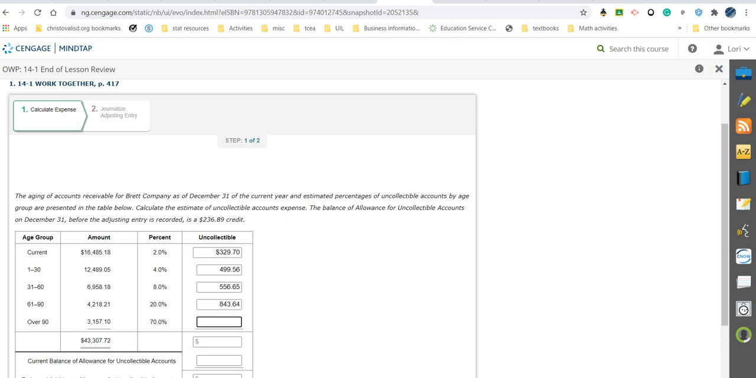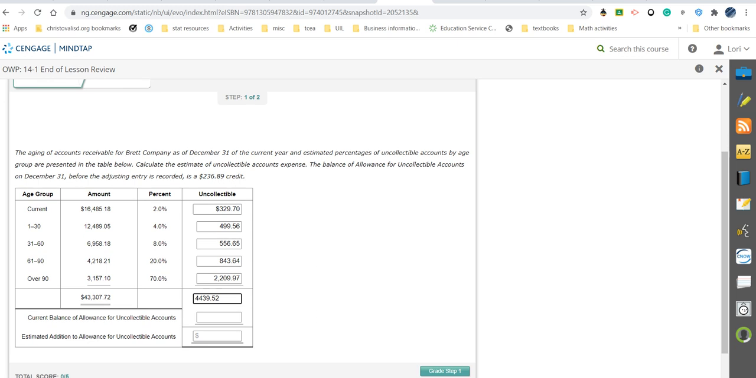Then we're going to take our $3,157.10 and multiply that total times 70%. And that's $2,209.97. When we total that column up, we get $4,439.52. And again, this is a projection of how much of our current balance, our accounts receivable, at the end of the fiscal year is going to go uncollectible. So we can have that written off in the same year as the expenses were written in.